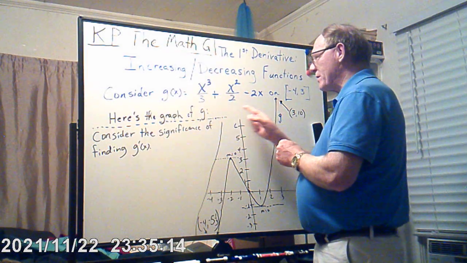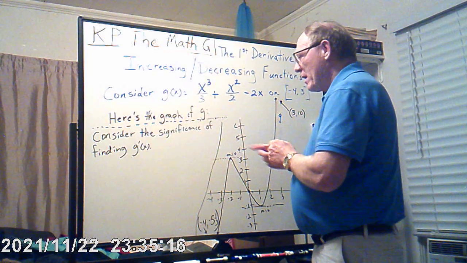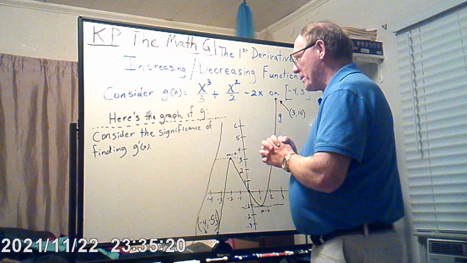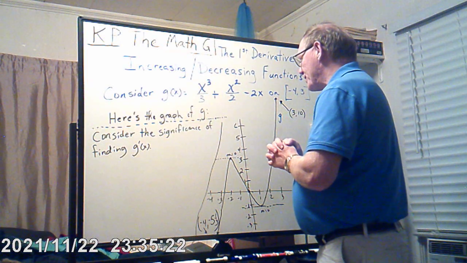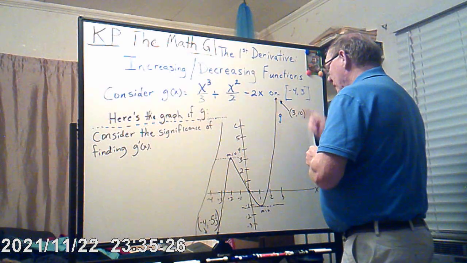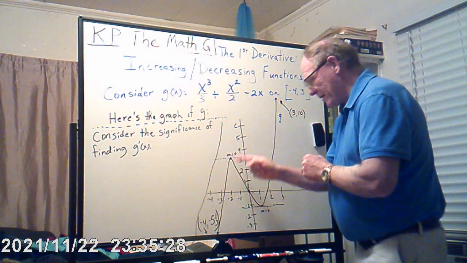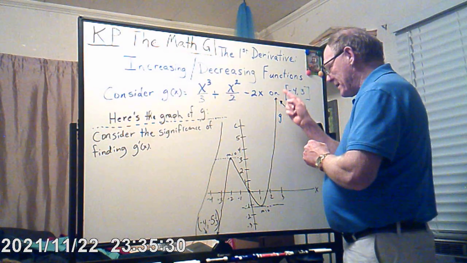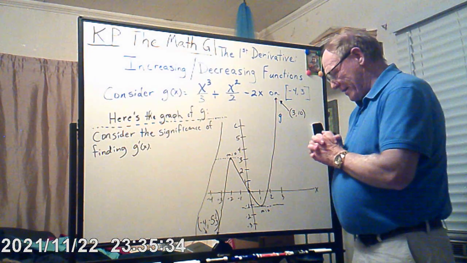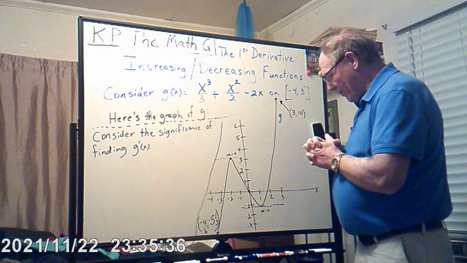We have a function right here. We want to consider g of x as x cubed over 3 plus x squared over 2 minus 2x on the closed interval negative 4 comma 3. I've already drawn the picture here. Here it is right here. I probably should have put it in a different color, but I've already graphed it for you.